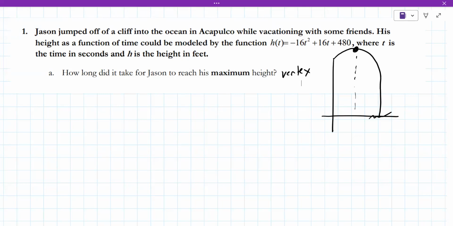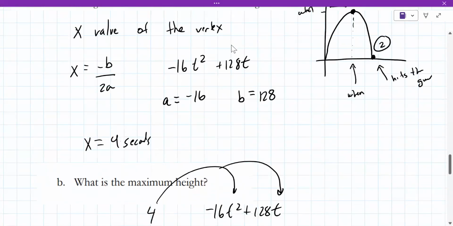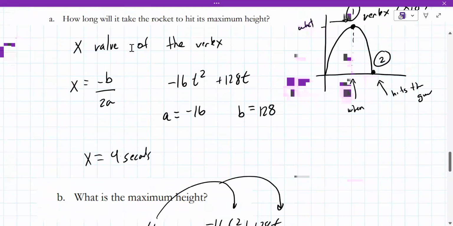I don't remember. Can you scroll up? Sure. Okay. The vertex is at minus b over 2a. Minus b over 2a. Got it. You definitely want to have that written down in your notes.